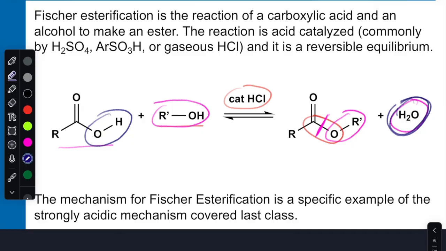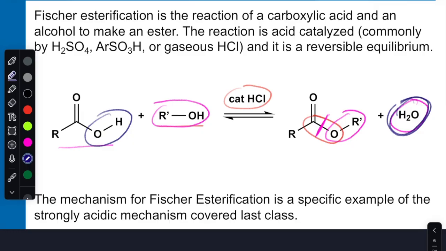This is one of the most common ways of making esters and something that we've probably done in labs at different points too. So if you look at the general mechanisms we discussed before, we had our strongly basic, strongly acidic, and then the sort of mildly basic. This falls under the strongly acidic kind of mechanisms.